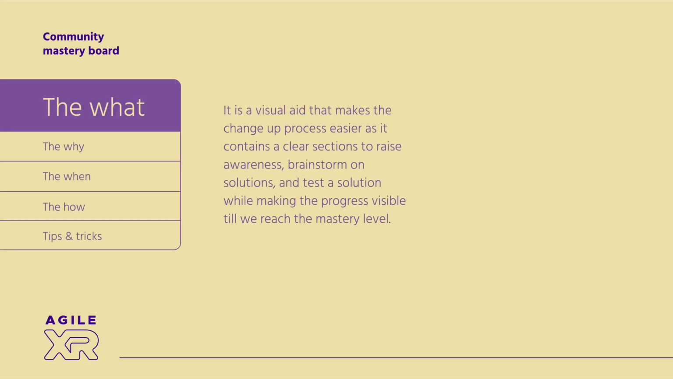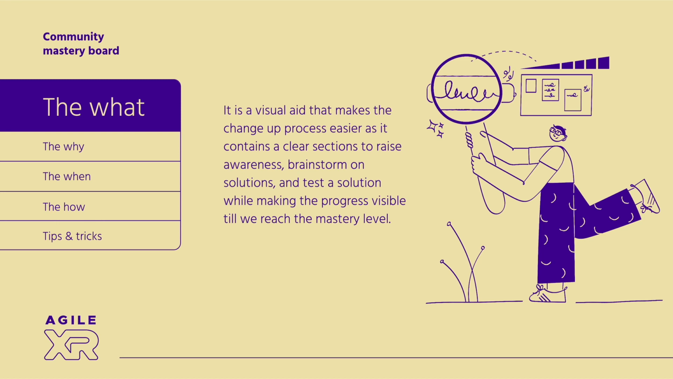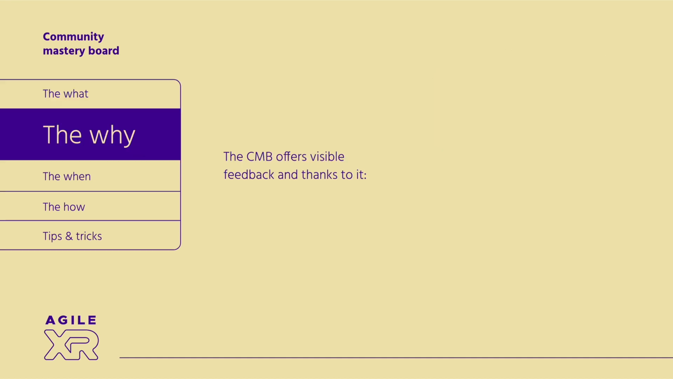The Community Mastery Board is a tool that allows us to visualize the process in which we practically create our culture. It is a visual aid that makes the change-up process easier as it contains a clear section to raise awareness, brainstorm on solution, and test a solution while making the progress visible till we reach the mastery level. The groups don't have the tools to see themselves. The Community Mastery Board gives visible feedback.